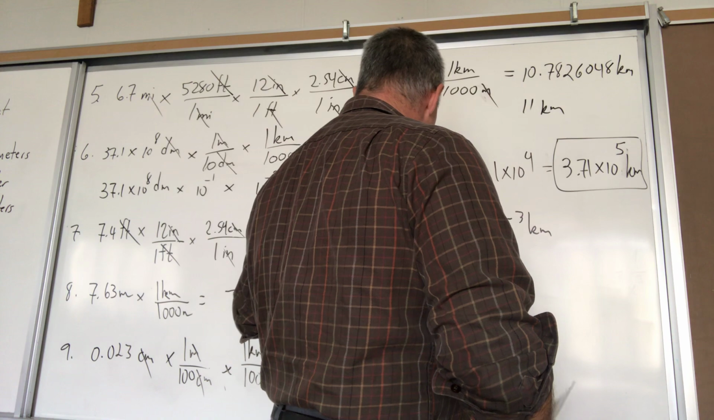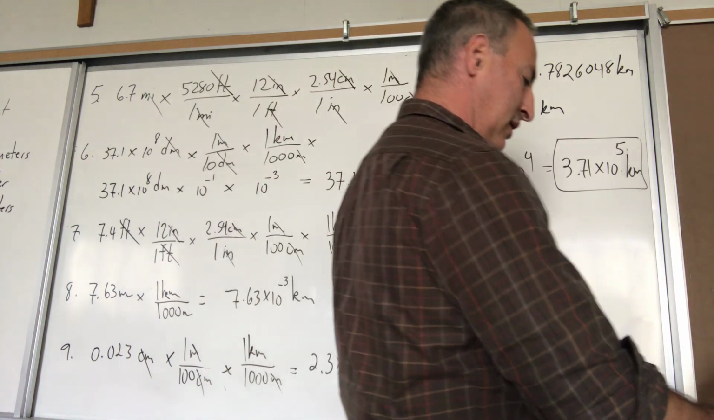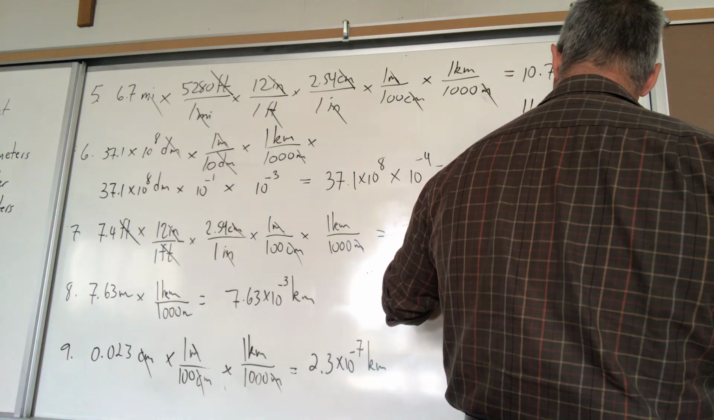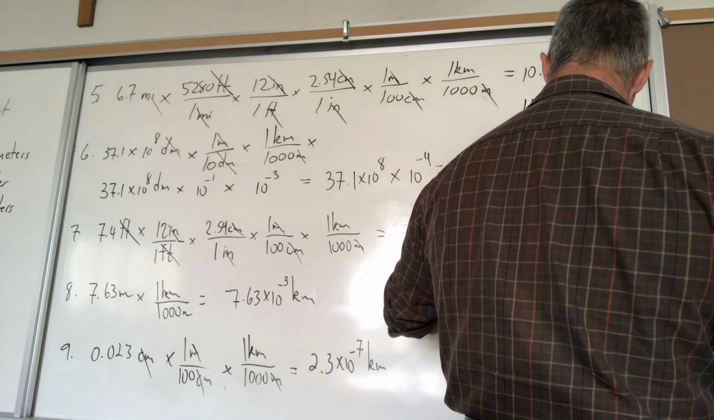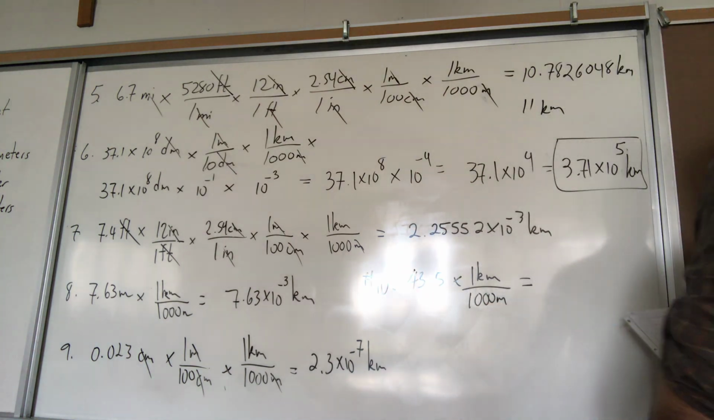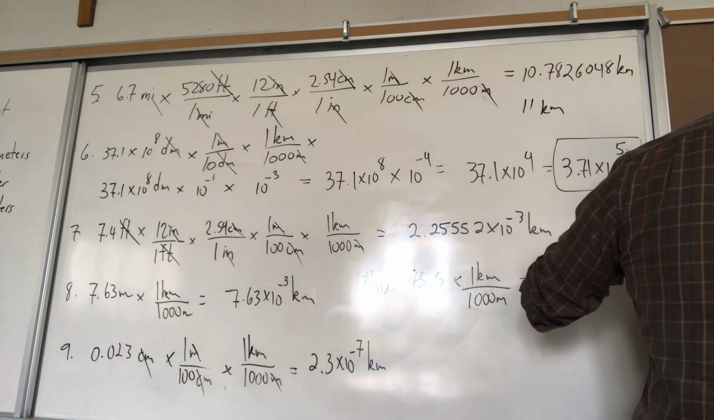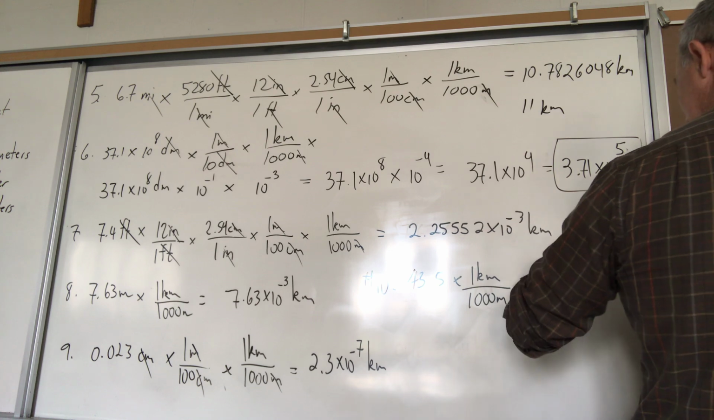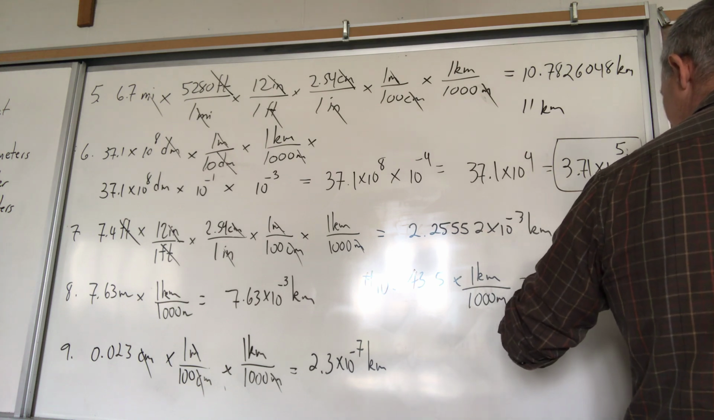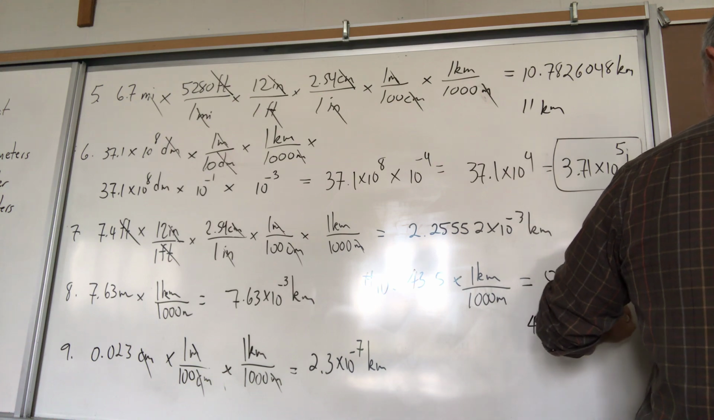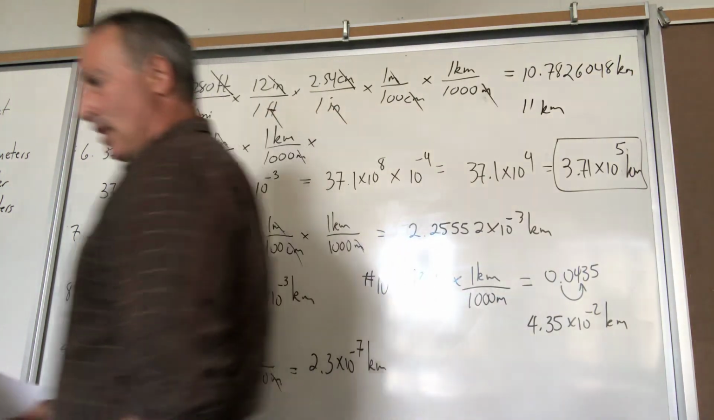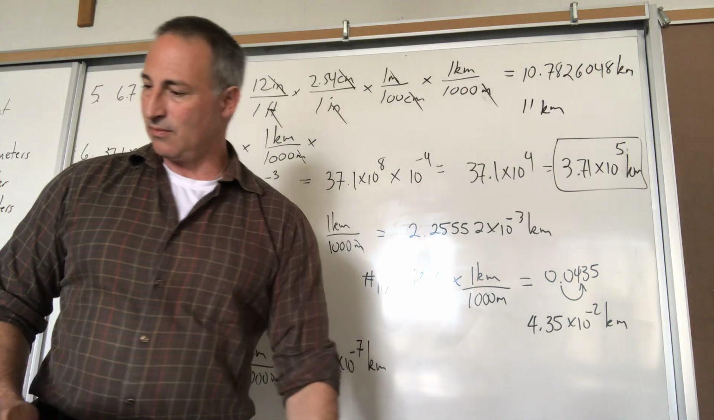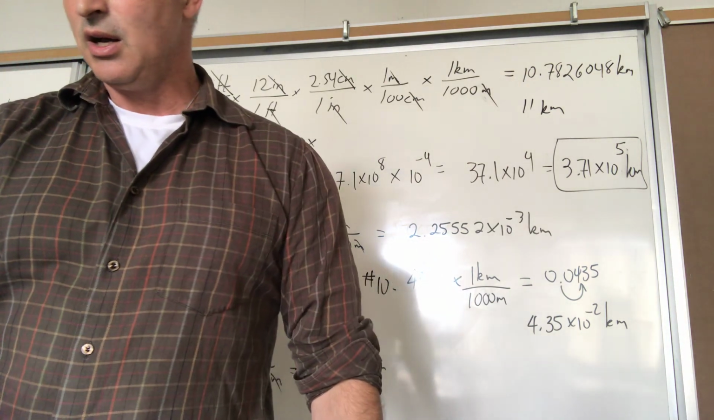Number 10. Last one. 43.5 meters times 1 kilometer per 1,000 meters. And then you get 0.0435 of a kilometer. And I could rewrite that by moving the decimal over, so I get 4.35 times 10 to the minus 2 kilometers as your answer. That's number 10. Now, that covers what I wanted to cover for this class in terms of conversion factors.